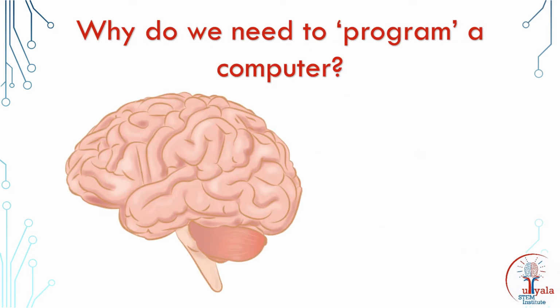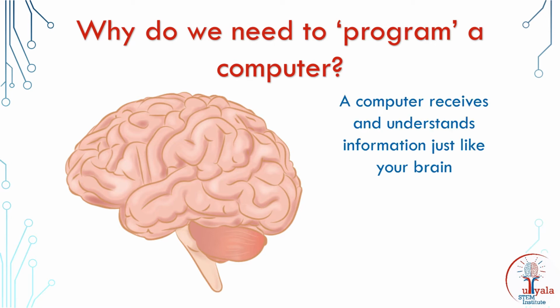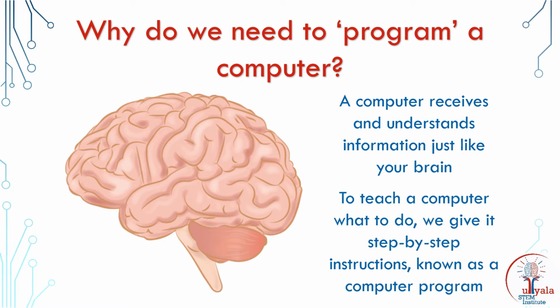Why do we need to program a computer in the first place? A computer receives and understands information in the same way that your brain does. And just like your brain, it does not automatically know what to do with the information that it receives or how to do it. Instead, it needs to be taught what to do and how to do it, just like how you would learn how to do something in a classroom. To teach a computer what to do, we give it step-by-step instructions known as a computer program.